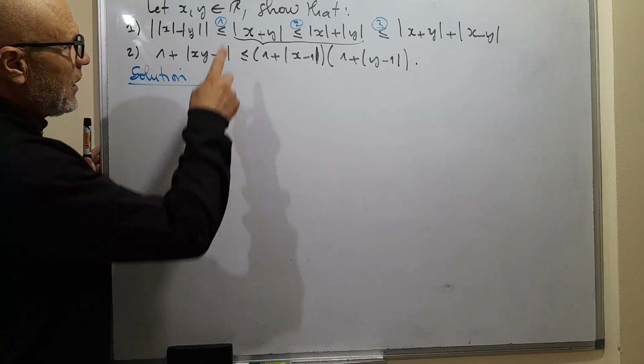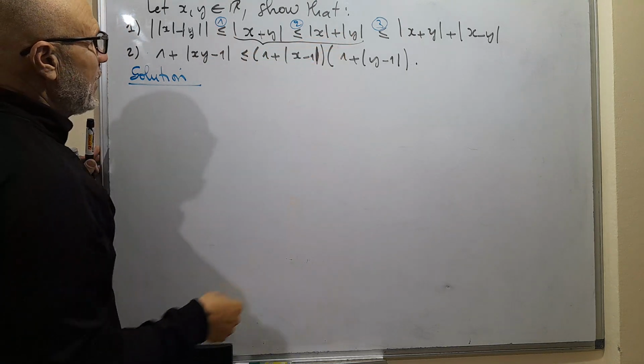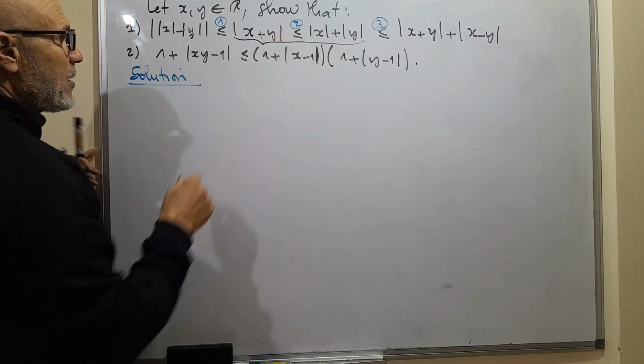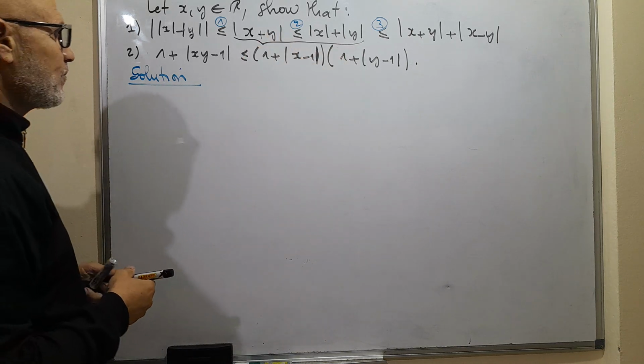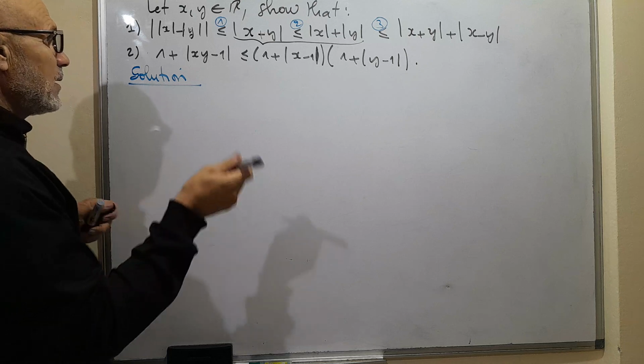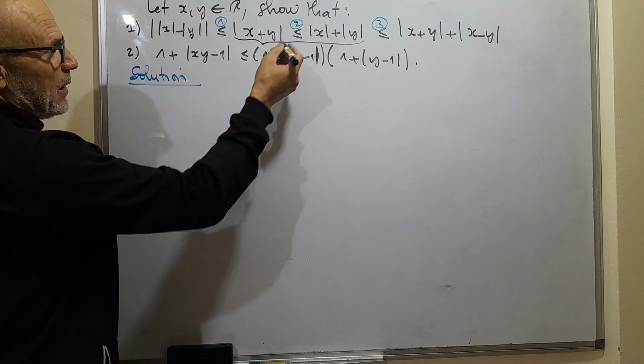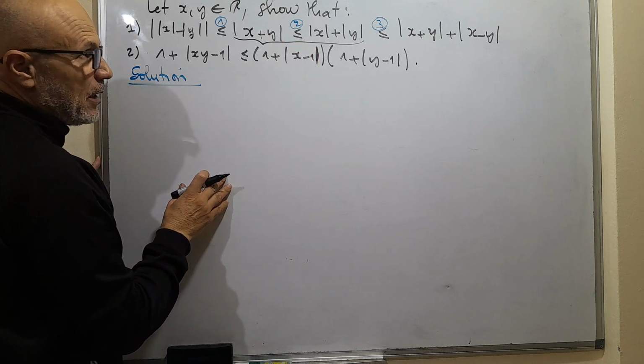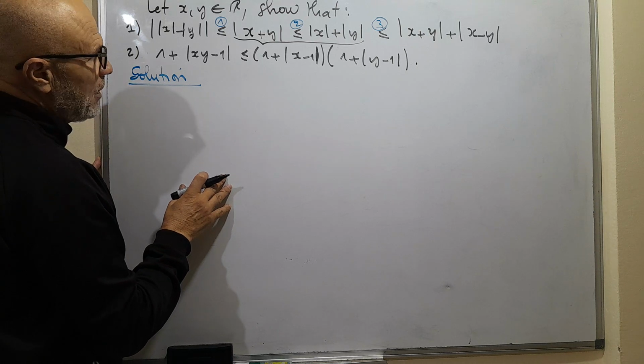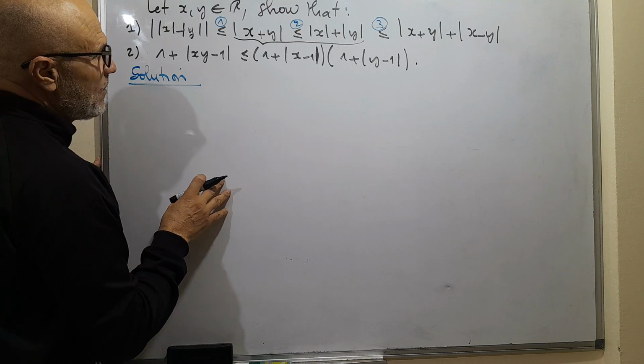I enumerate these three inequalities, giving them numbers. I will start with number 2. Number 2 is called the triangle inequality, and it is so famous.